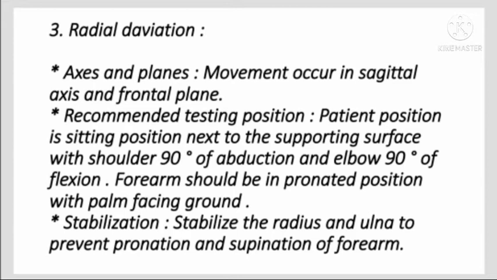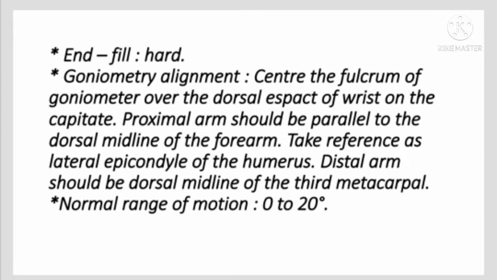Stabilization. Stabilize the radius and ulna to prevent the pronation and supination of the forearm. End feel is hard. Goniometry alignment. Center the fulcrum of goniometer over the dorsal aspect of the wrist on the capitate. Proximal arm should be parallel to the dorsal midline of the forearm. Take the reference as the lateral epicondyle of the humerus. Distal arm should be dorsal midline of the third metacarpal.